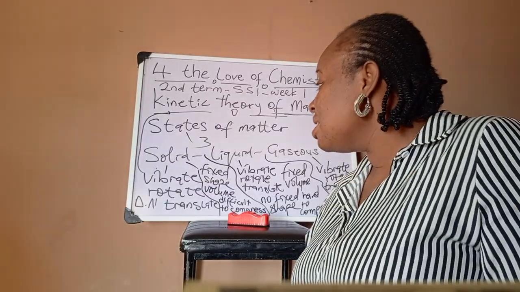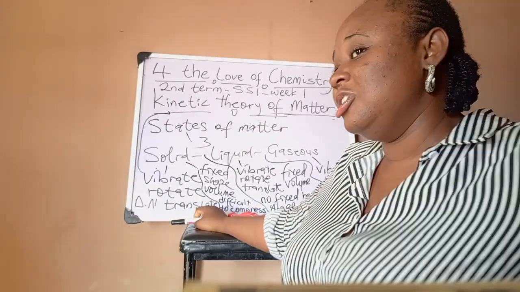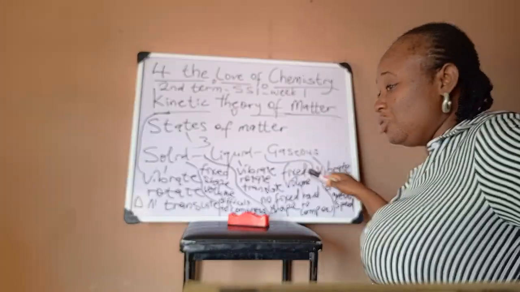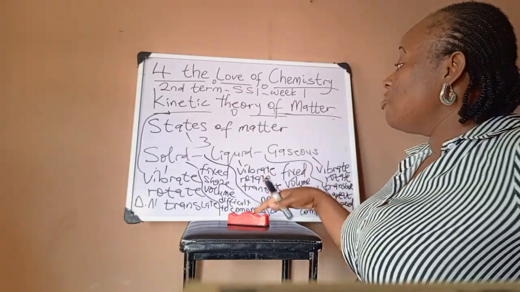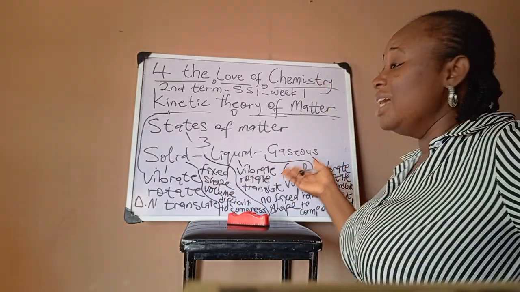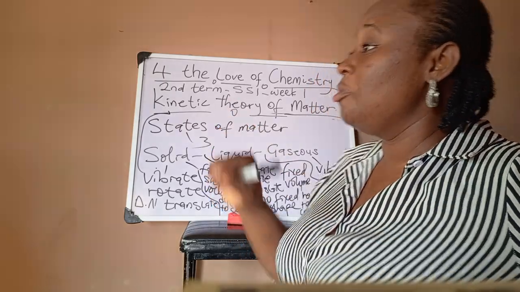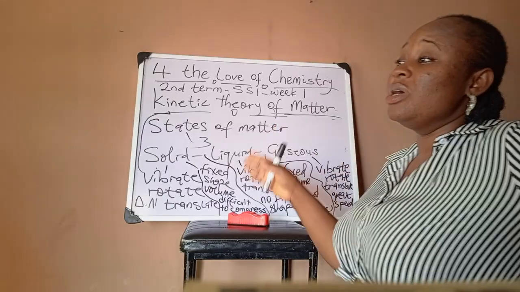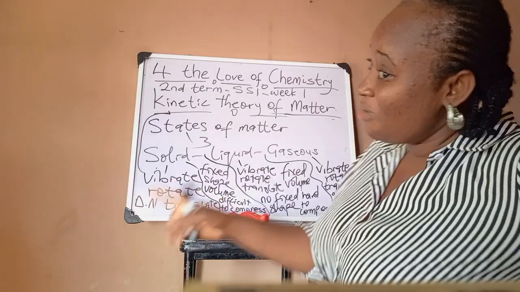So you see that the kinetic theory explains the properties of each state of matter, whether it is solid, liquid, or gaseous. When it's solid, the kinetic energy is low, therefore it will have a fixed shape and a fixed volume. When it's liquid, the kinetic energy is not as low as the solid, but not as much as the gas. Therefore, it will vibrate, it will rotate, but it will not have a fixed shape, but it will have a fixed volume.